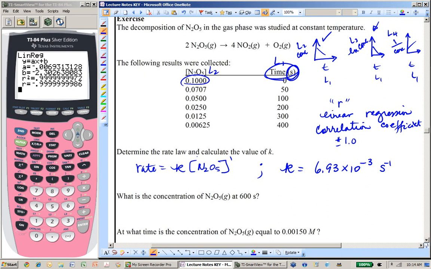So I have determined the rate law, and I've calculated the value of K. You'll get much faster at this as we work, I don't know, 4 or 5 more examples. So now this data that's sitting right here just got pasted into my Y1 again when I ran that command.